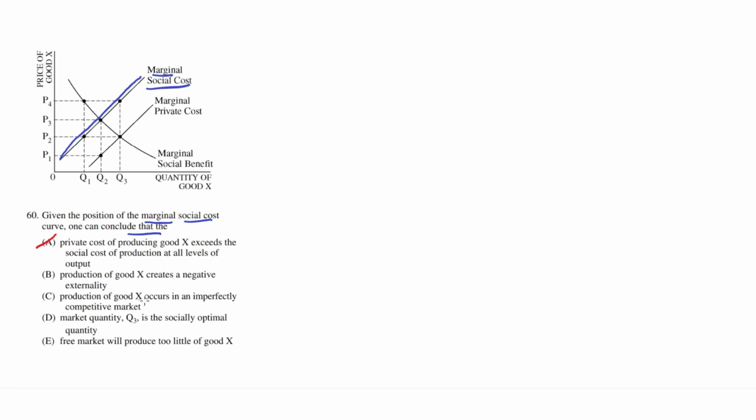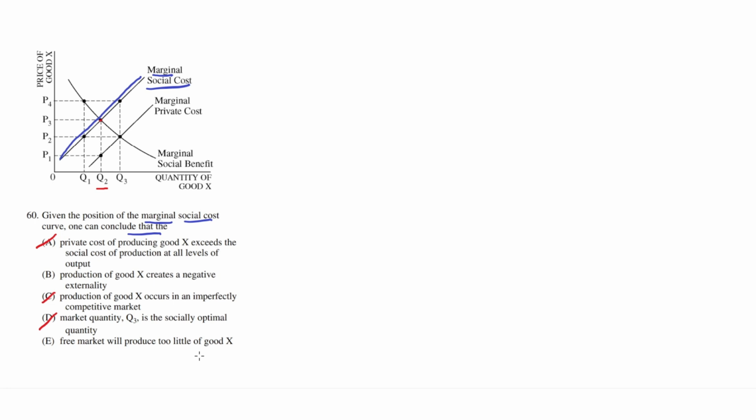C. Production of good X occurs in an imperfectly competitive market. This is incorrect because we can't tell whether this is an imperfectly competitive market based on the information provided, so C is incorrect. D. Market quantity, Q3, is the socially optimal quantity. This is incorrect because the socially optimal quantity is the point where MSC equals MSB. That would be at the quantity Q2, not Q3, because this is where they intersect. So D is incorrect.